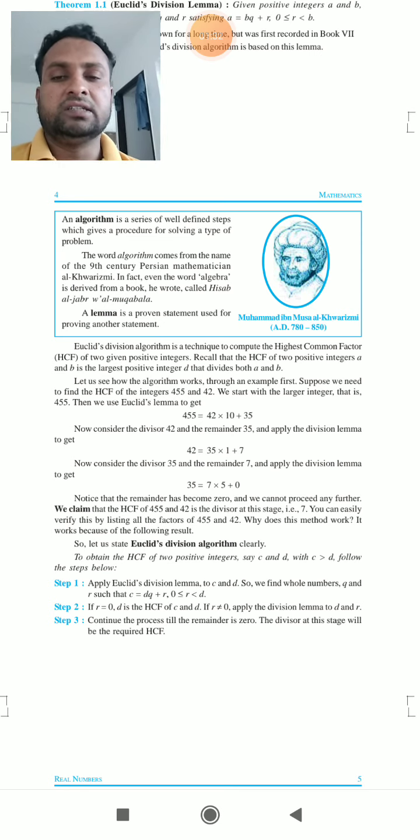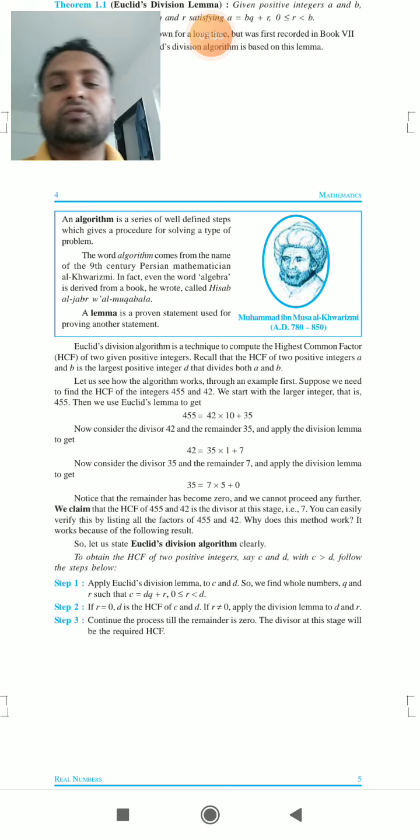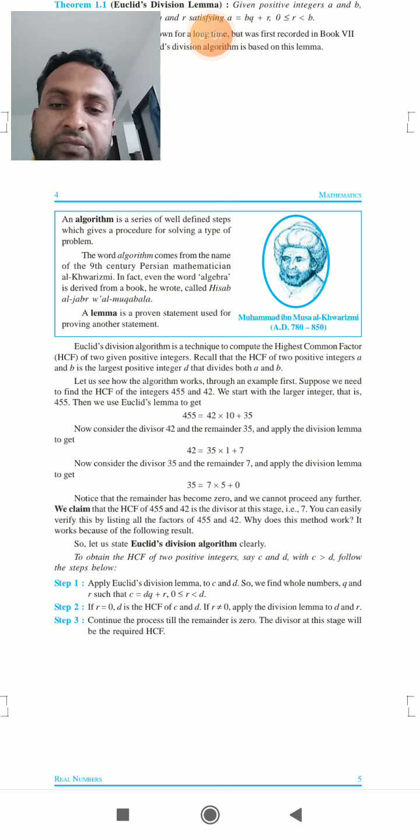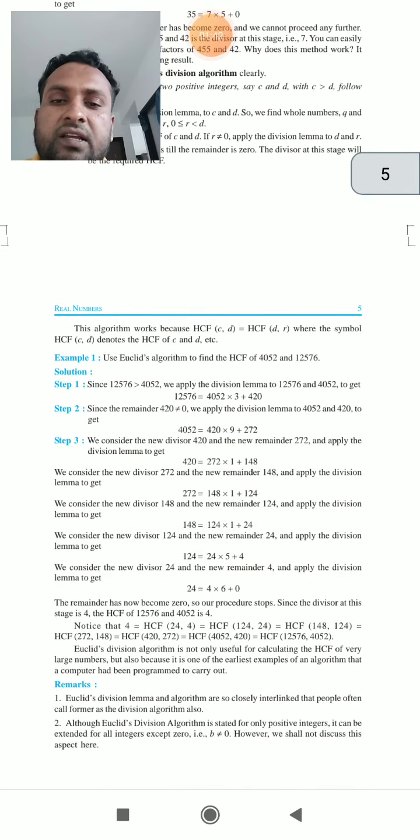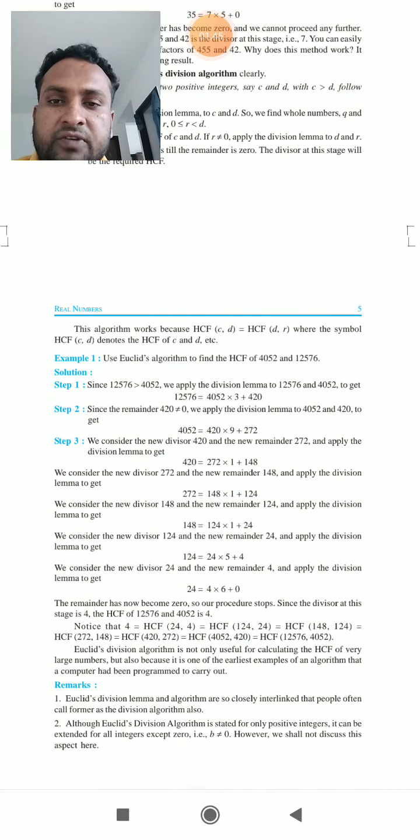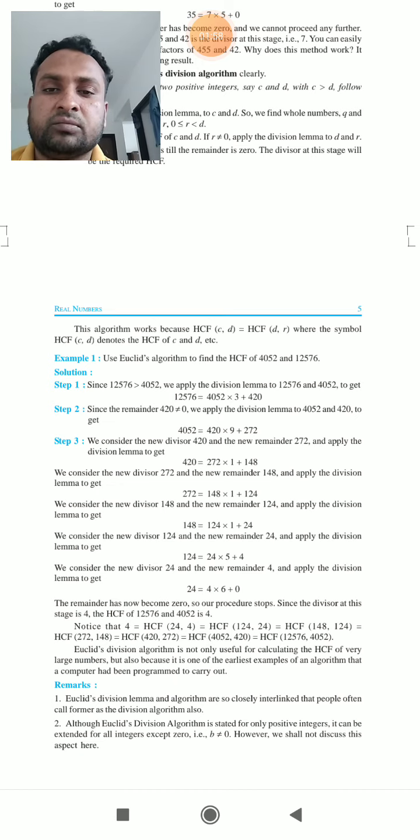Already in the earlier class I taught how to find the HCF and the LCM by using the Euclid's division algorithm method. Similarly, see here one example, page number 5. Use Euclid's algorithm to find the HCF of 4052 and 12576. First, given these two numbers, you have to check which is the greater number, and choose that as the dividend. It means that here 12576 is the dividend.